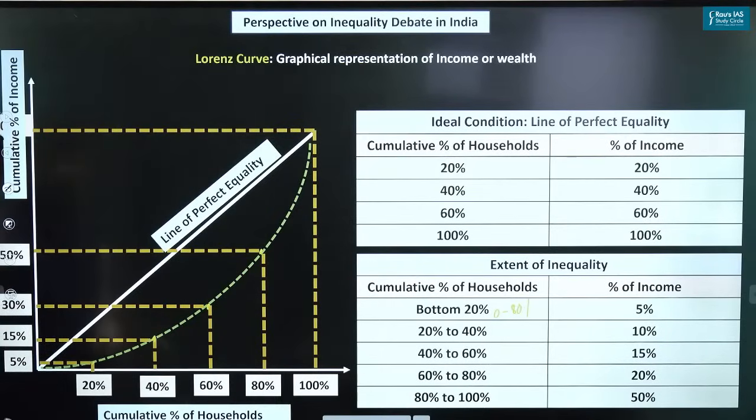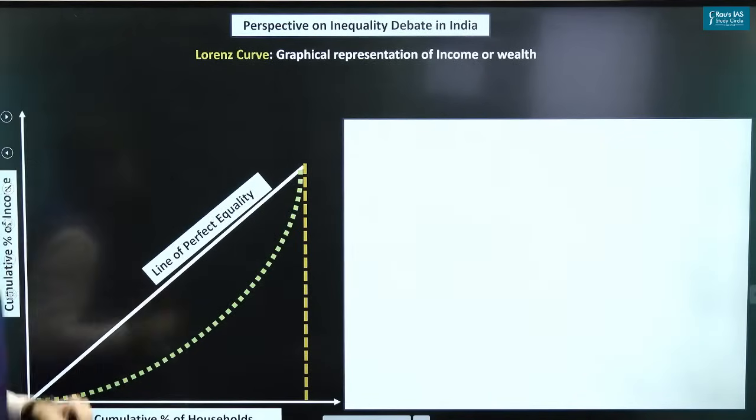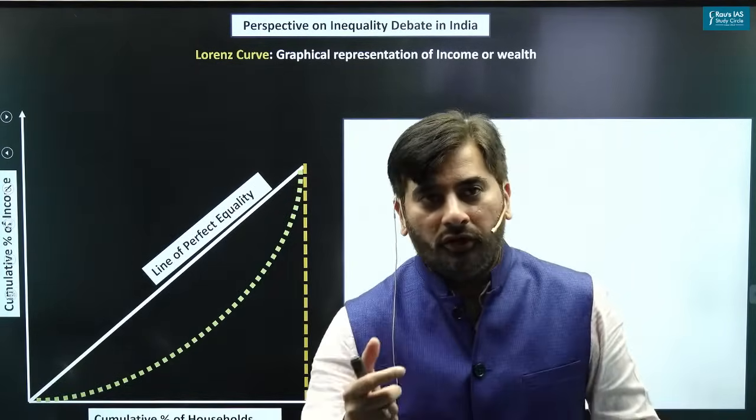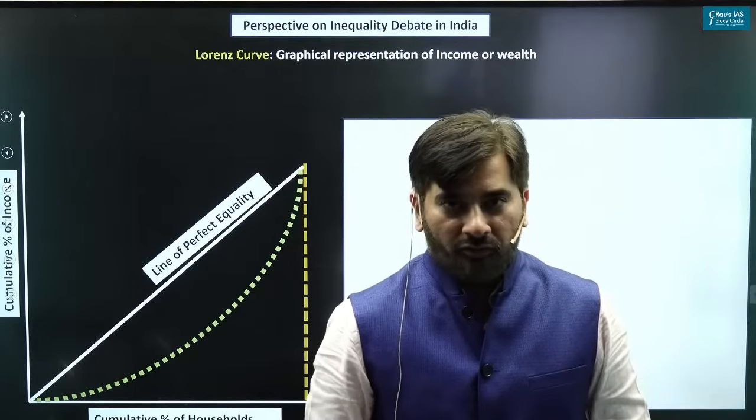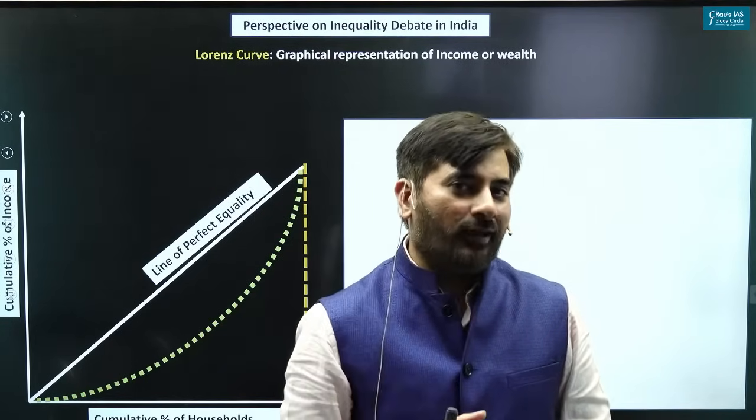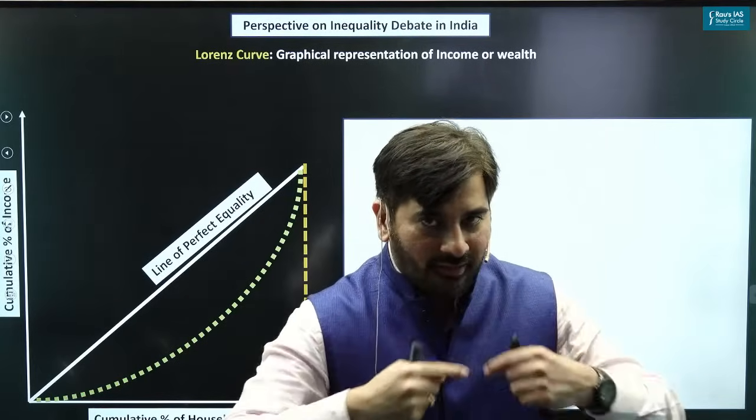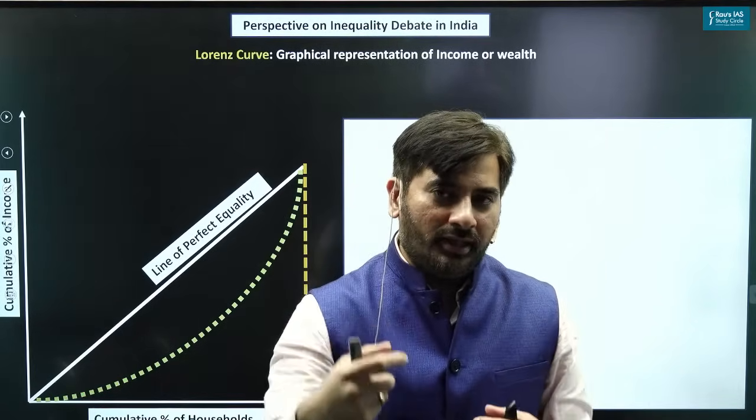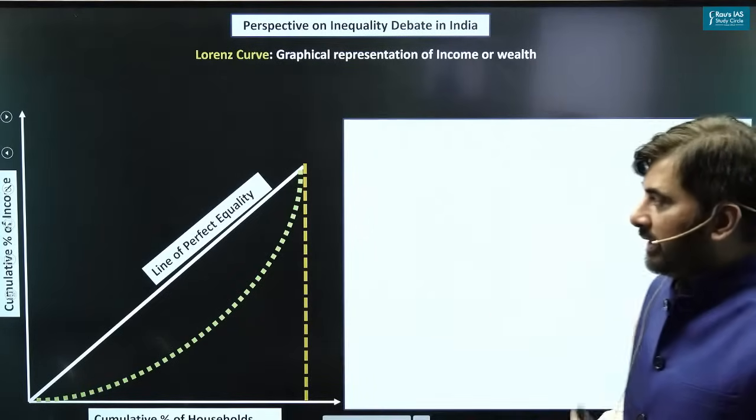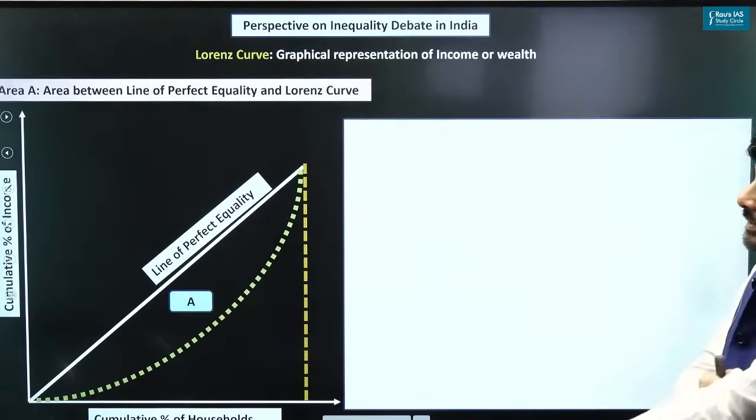So taking this forward, what we are going to cover now is the next topic, that is the Gini coefficient. What is the Gini coefficient? The Gini coefficient measures the extent of inequality. The Lorentz curve is a graphical representation. The Gini coefficient is a value which shows the extent of inequality. How? Let's try to understand.